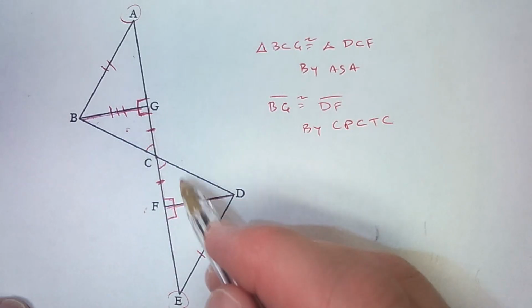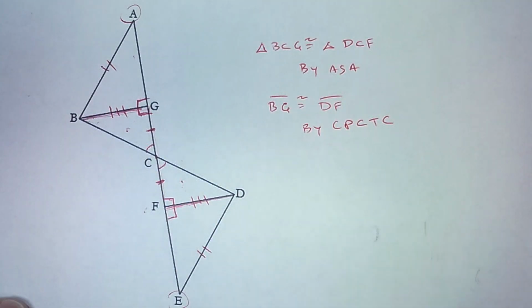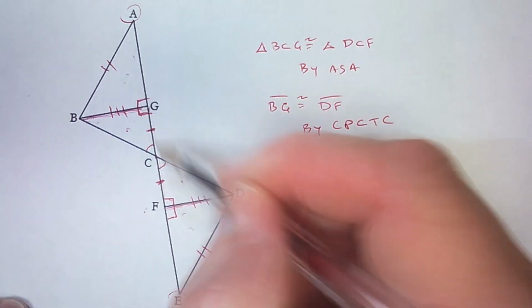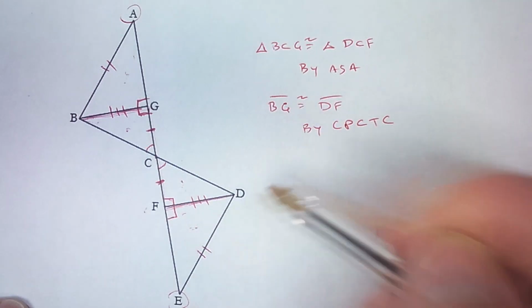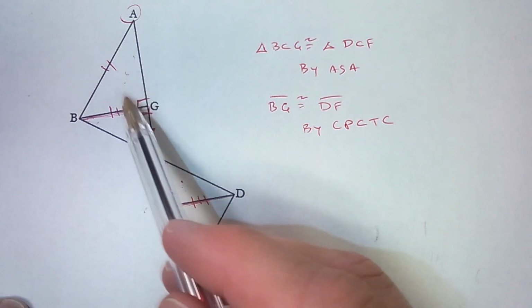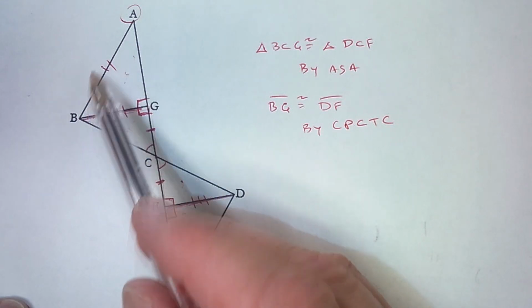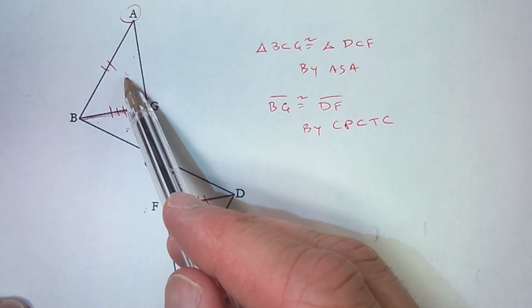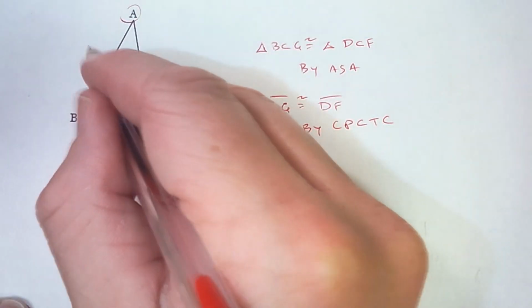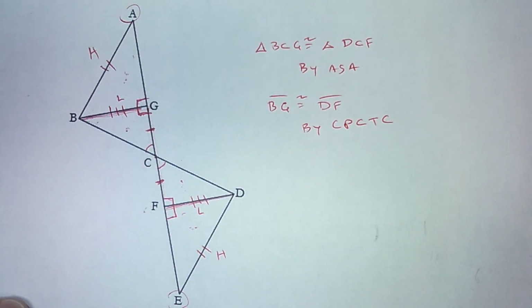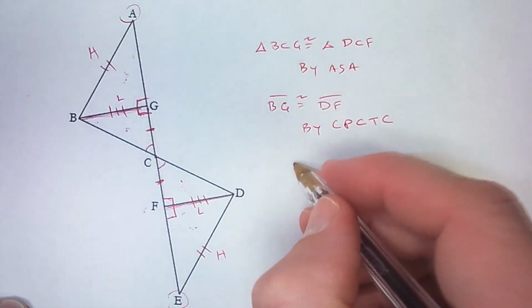Okay, so here are my congruent triangles. I said these corresponding parts are congruent. Now I have right triangles here, and on those right triangles, I have two sets of congruent sides. But the angle I have is not between them, so I can't use side, angle, side. But since I have right triangles, I can use hypotenuse, leg to show that those two triangles are congruent.